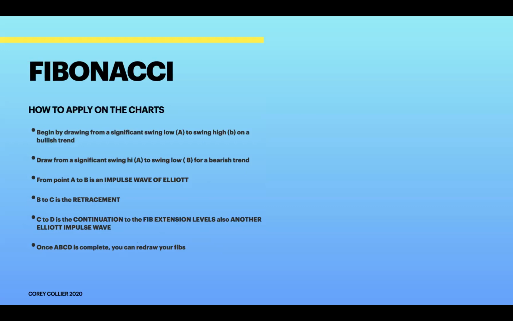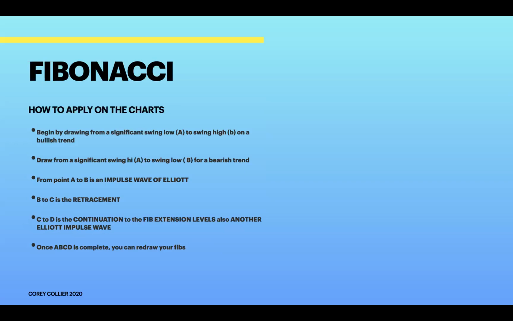So how do you apply Fibonacci on the charts? You begin by drawing from a significant low or high on a bullish trend, or a significant high to low on a bearish trend, right? From point A to B is an impulse of Elliott Wave. From B to C is the full retracement. From C to D is the continuation to the fib extension levels, which also is another impulse Elliott wave. So this system I'm teaching you guys, you're going to catch a full Elliott wave.